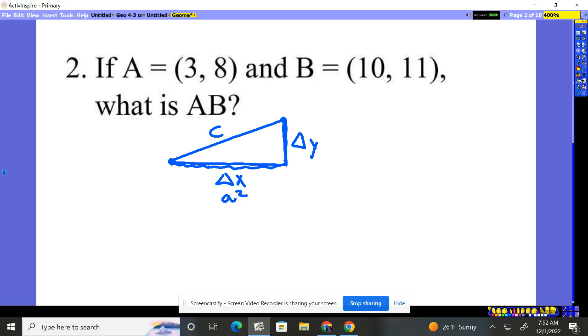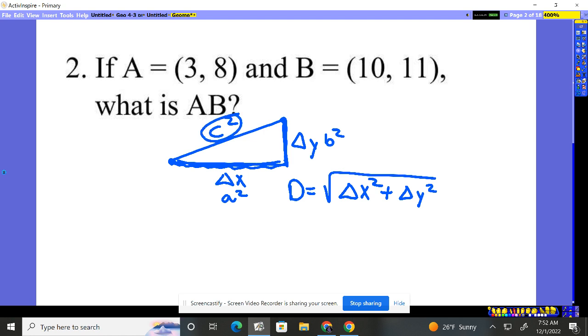Remember a squared plus b squared equals c squared, the Pythagorean theorem? The distance formula is based off of that, and it's simply the change in the x value squared, because that's this leg squared, plus this vertical length, the change in the y value squared. And we take the square root because that's equal to c squared, and we want just C. That's why we take the square root here.